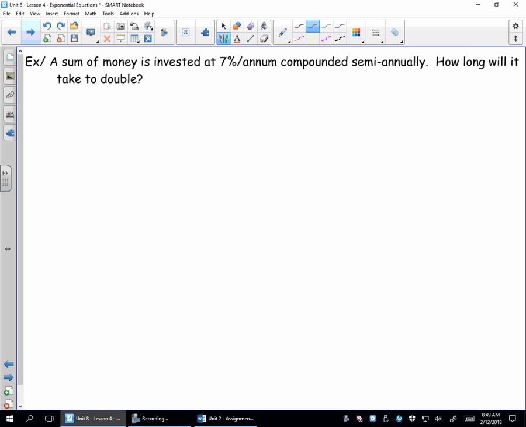Okay, we're going to try a couple of applications here. We got some money. We're going to invest it. It's going to make 7% yearly, compounded semi-annually. How long will it take to double? Okay, that's a kind of standard question.